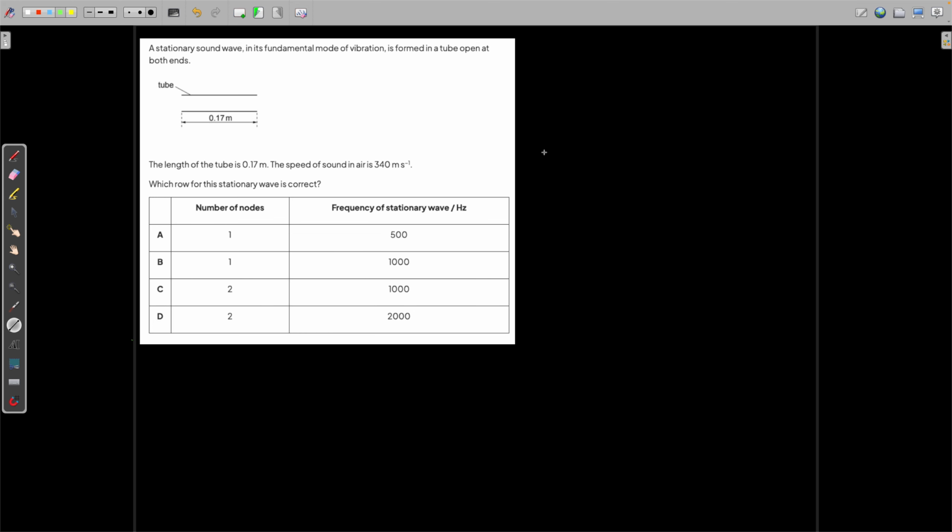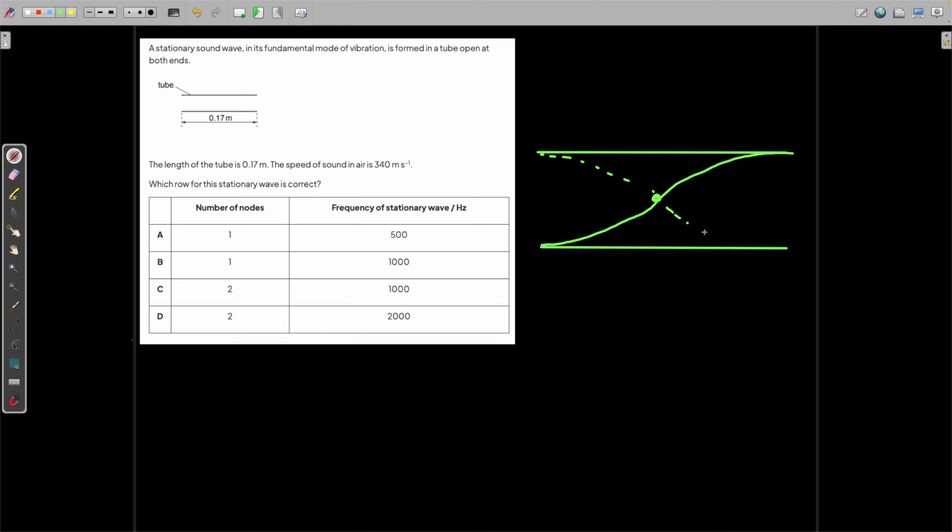Okay, so first thing, fundamental mode of vibration in a tube that's open at both ends. You have to know this from memory. So we have a tube open at both ends. It would have a node right in the middle, like this, and you would have the wave going like that, and also like this. So you've got maximums on either side, and then the node in the center there. So it has one node, so that's a fundamental.